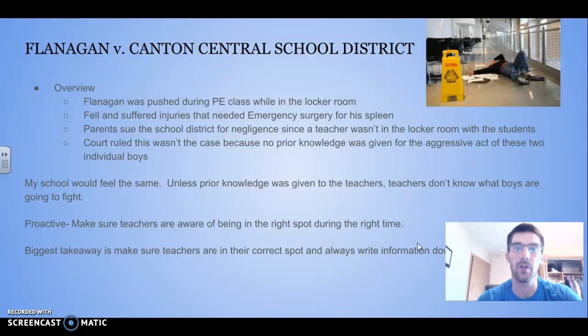Just make sure you're in the right spot, because the time that you're not is the time that something will probably happen. So always write down information also. If two boys have a little run-in and you don't know if it's resolved or not resolved, always write it down. I think that's important, so you're covering your back.